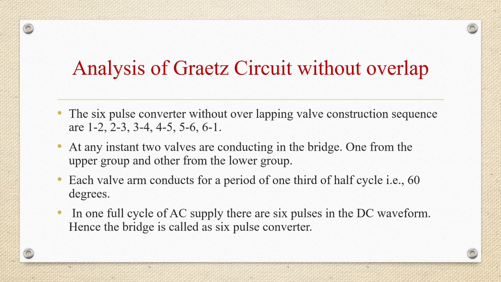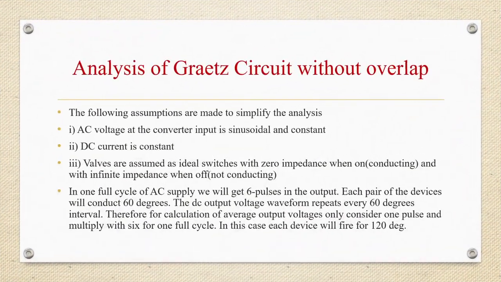Okay, students. In a 6-pulse converter without overlapping, the valve conduction sequence is 1-2, 2-3, 3-4, 4-5, 5-6, 6-1. At any instant, 2 valves will be conducting in the bridge, one from the upper group and another from the lower group. Each valve arm conducts for a period of 1/3 of half cycle, that is 60 degrees. In one full cycle of AC supply, there will be 6 pulses in the DC waveform. So this bridge is called a 6-pulse converter.